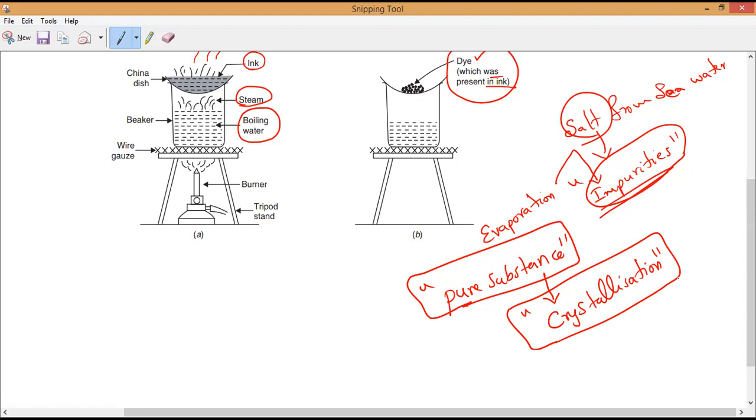Sir, we did the crystallization in the lab, sir. Yeah, very good, Omar. That is it. So if you want to obtain the pure solid substance from a mixture, instead of evaporation, we have to go with which technique? Crystallization.